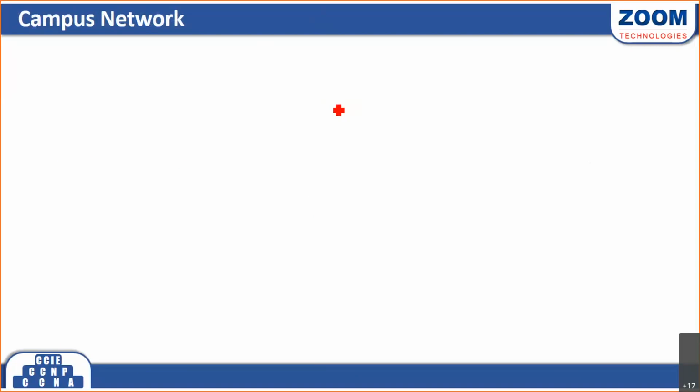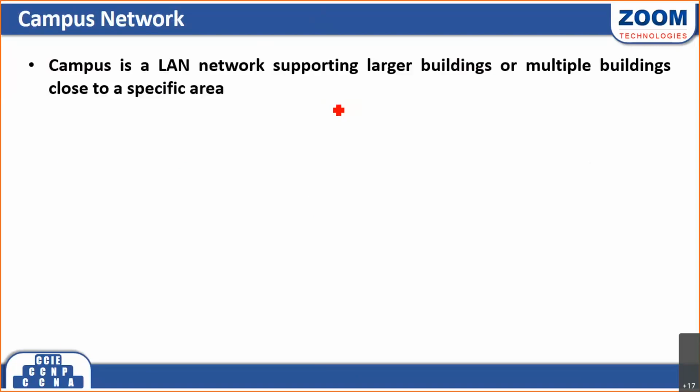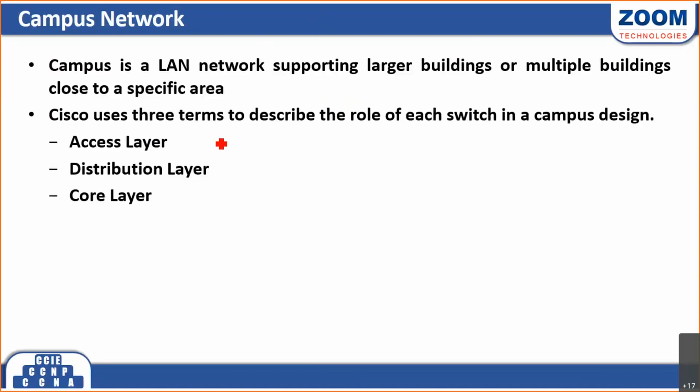See, in switches, Cisco has designed different types of switch roles for the campus LAN, the building network. Cisco uses three terms to describe the role of the switch. The campus design has access layer switch, distribution layer switch, and core layer switch. In routers, we have branch router, network edge router, ISP router. Similarly, in switches, access layer, distribution layer, core layer. So generally, a switch will come under which layer? Layer 2, right?